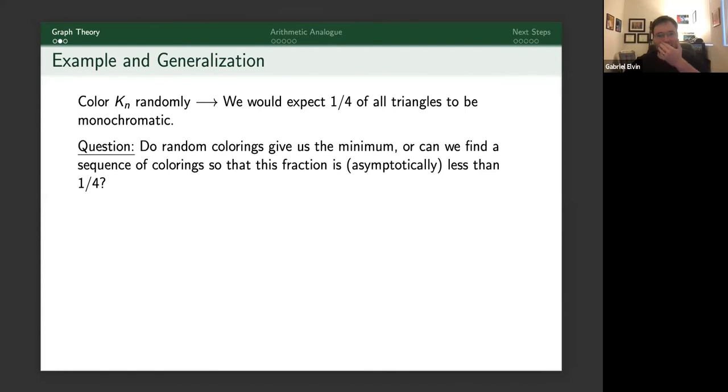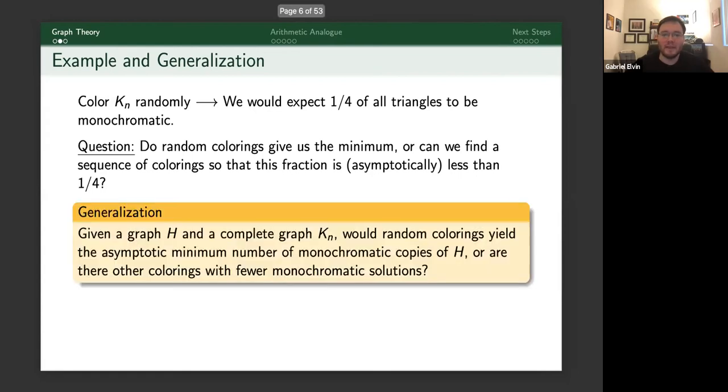And so the question is, would this give the minimum? Would a random coloring, with 1/4 of all triangles being monochromatic, be the minimum? Or could you somehow do better than that? And of course, we don't just have to talk about triangles. That was just an example to hold on to in your mind. We could replace triangle with any graph small relative to Kn. So, 4-cycle, K4, some sort of tree, whatever graph you want. Given any graph H and a complete graph Kn, would random colorings yield the asymptotic minimum number of monochromatic copies of H? Or could you do better?